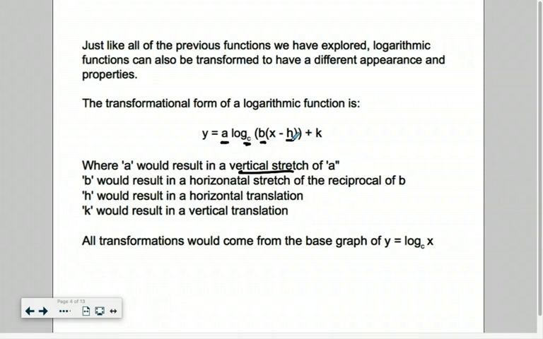So that b value, once again, has to be factored out, and it's going to be the reciprocal. If you have a b value, that's your horizontal stretch, but it's the reciprocal, so it would be 1 over b. So if that b was a 3, your stretch is 1/3. h there is your horizontal translation, again remembering to factor it out to accurately determine that translation. And then your k value that's been added after the logarithmic function is done, that's your vertical translation. That's just going to shift your function up and down.